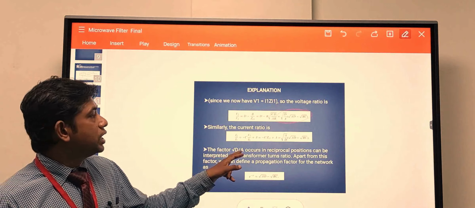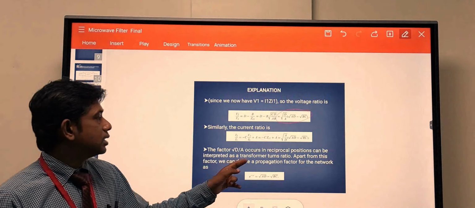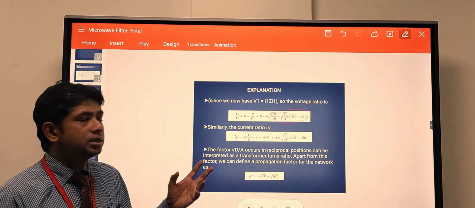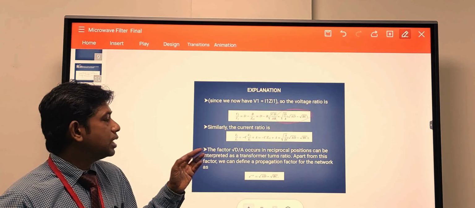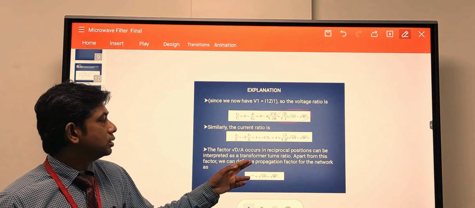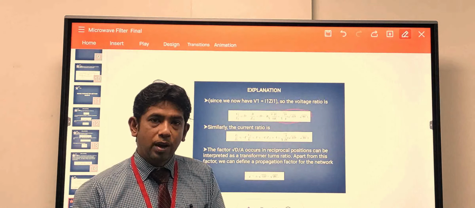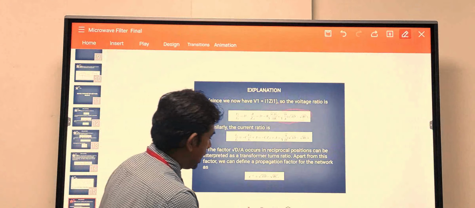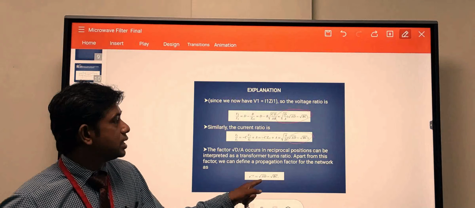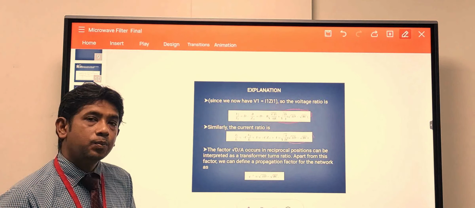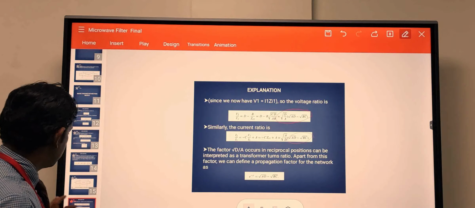The factor under root of D by A occurs in reciprocal positions and can be interpreted as a transformer turns ratio. Apart from this factor, we can define a propagation factor for the network as e to the power minus gamma, is equal to this entire portion, that is under root of AD minus BC. So this sums up the calculation that we are concerned with.